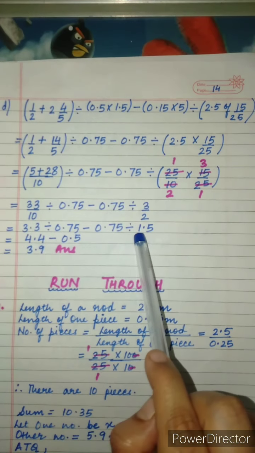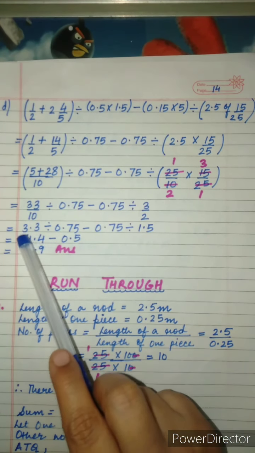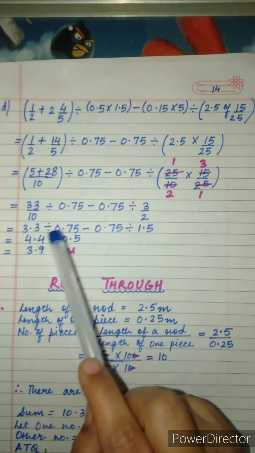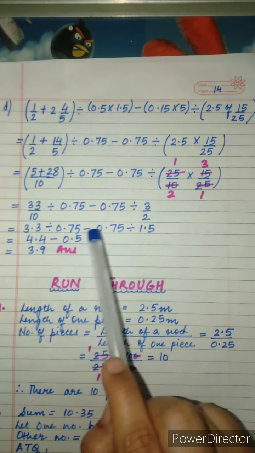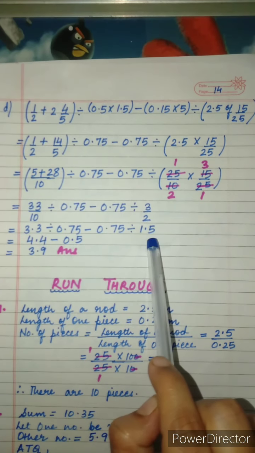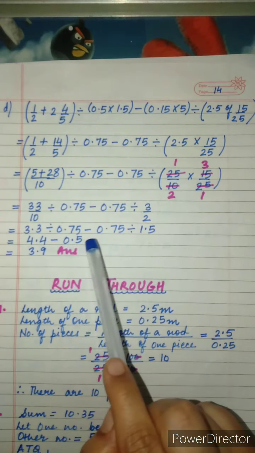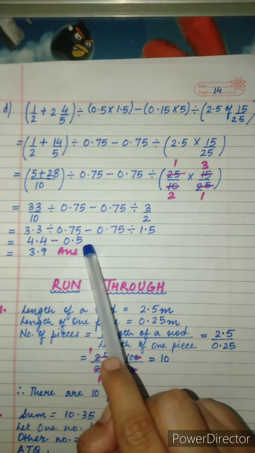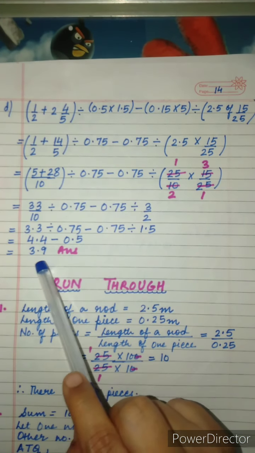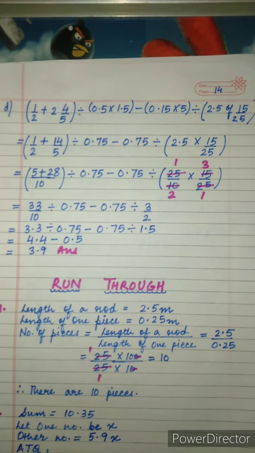Now we are going to solve our divisions first. So 3.3 divided by 0.75 will be 4.4, minus 0.75 divided by 1.5 will be 0.5. So when you are going to subtract it, it will be 3.9.